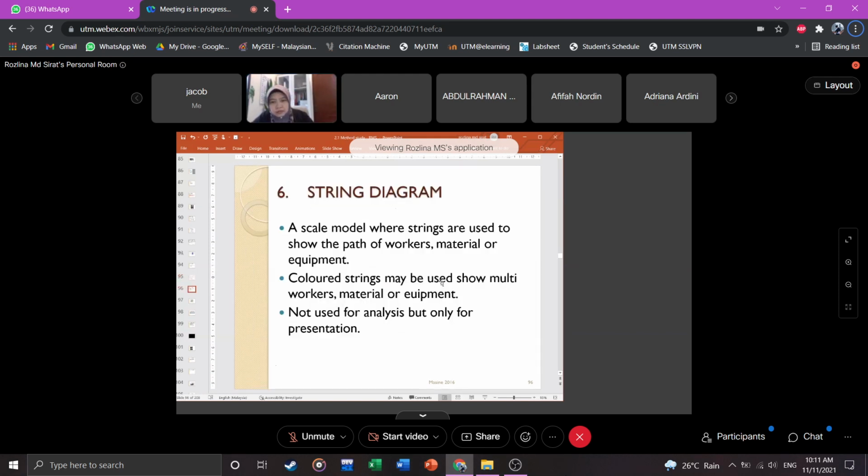Okay, string diagram. What is string diagram? A scale model where strings are used to show the path of workers, to show the paths of material or equipment. They use colored string, maybe to show multiple workers and materials and or equipment. It is not used for analysis but only for presentation.